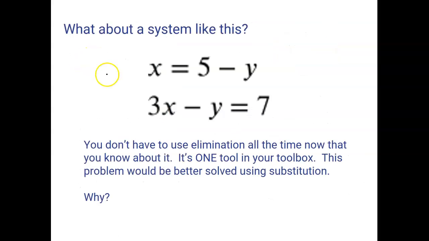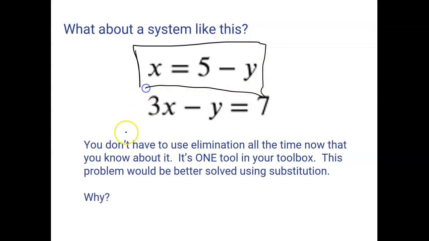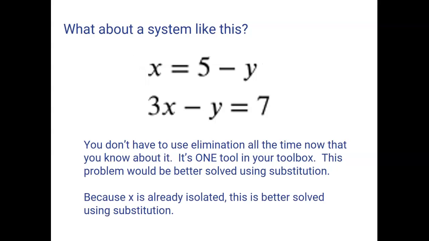What about a system like this? What do you notice about this equation? You don't have to use elimination all the time now that you know about it. It's one tool in your toolbox. This problem would actually be better solved using substitution. Why? Well, x is already isolated. This is better solved using substitution because I could just replace x in the other equation with 5 minus y. It could go right there.